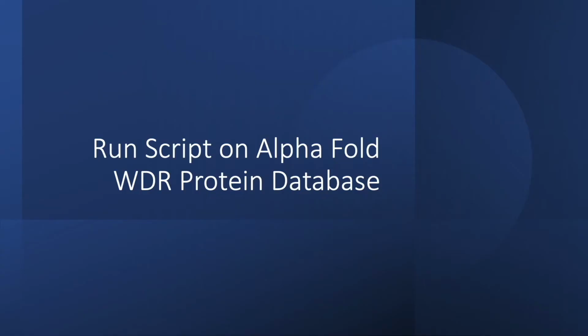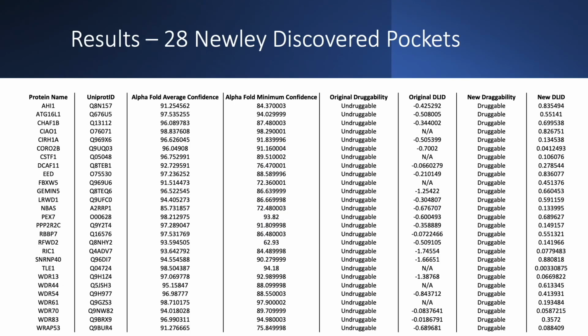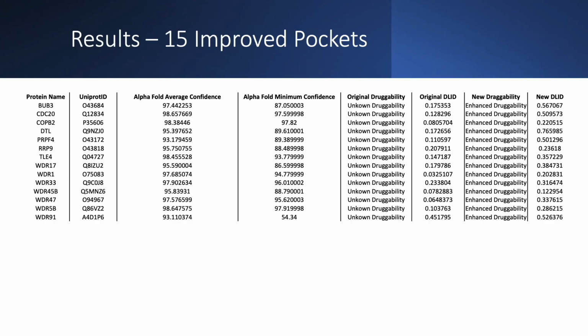Now that everything was set up, I ran my script on the AlphaFold WDR protein database using Compute Canada's servers. It would also be useful to run this script on experimentally found WDR proteins. However, my time limit on this project limited me to the AlphaFold structures. I chose to start with AlphaFold because of how extensive their library is. Once my script was done running, 28 proteins were found to have a new pocket and 15 proteins had their pockets improved.